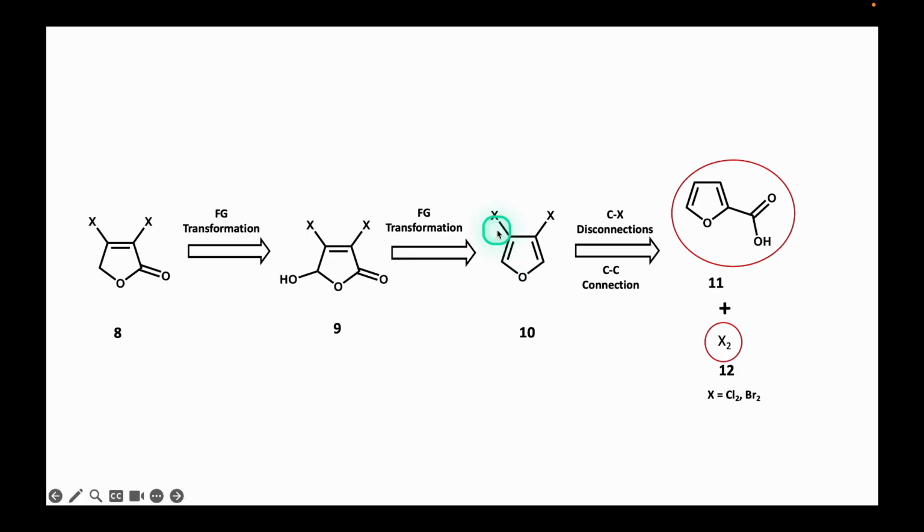2 carbon-halogen bond disconnections in compound 10, where X can represent either bromine or chlorine, based upon an electrophilic halogenation, results in the formation of 2-furoic acid 11, where the carboxyl group, positioned at carbon 2, plays a role in controlling the regiochemistry of the halogenation when reacting with a molecular halogen, where X can be either chlorine or bromine.